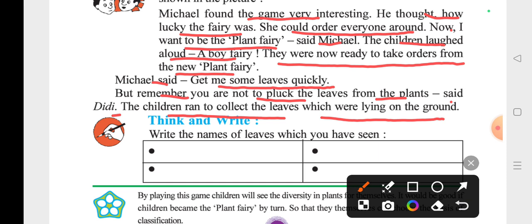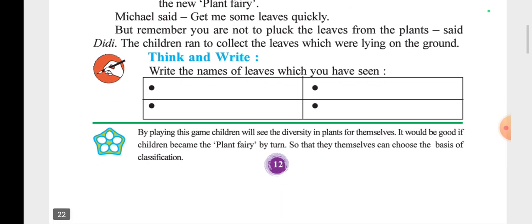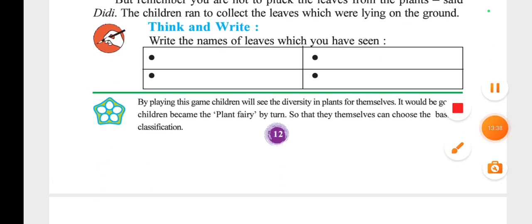Okay, so next, think and write. Write the names of leaves which you have seen. So children, you should write here the names of the leaves which you have seen, like mango, peepal, neem, rose, tulsi, whatever leaves you have seen. You should write the names of those leaves. Okay.